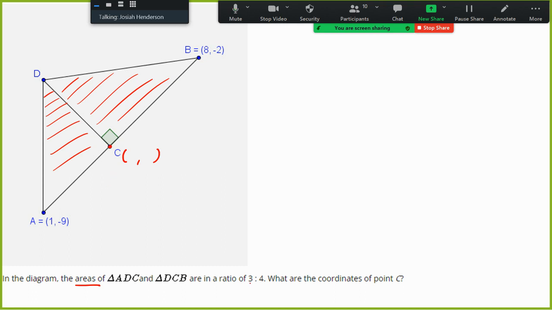So what's the total of 3 and 4? It's 7. So AB is being cut into 7 equal chunks, of which C is sitting at the third slice. So 4 above it and 3 below it, 3 to 4.